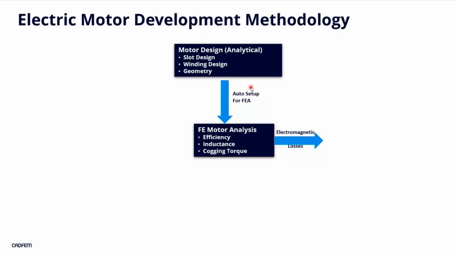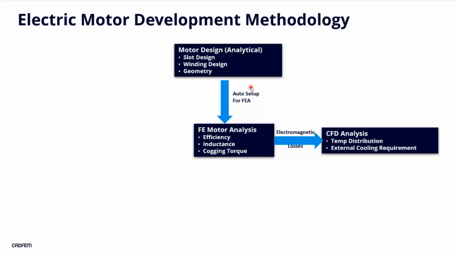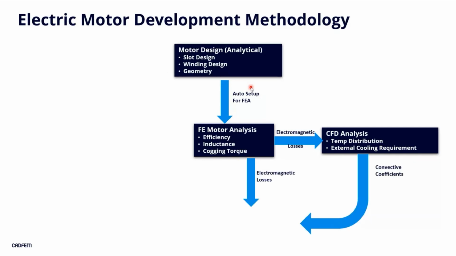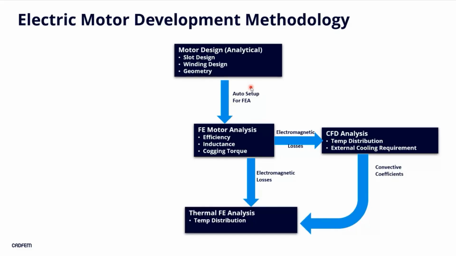So all these simulations can be done inside the simulation tools, and we can couple the different tools. Once you do the FE analysis inside Maxwell, you can transfer the electromagnetic losses to the thermal CFD analysis, computational fluid dynamics, where you can check the cooling effects. What cooling effects can we apply in order to reduce the temperatures? Again, we can give closed-loop feedback, the thermal temperature distributions, to the motor electromagnetic analysis.